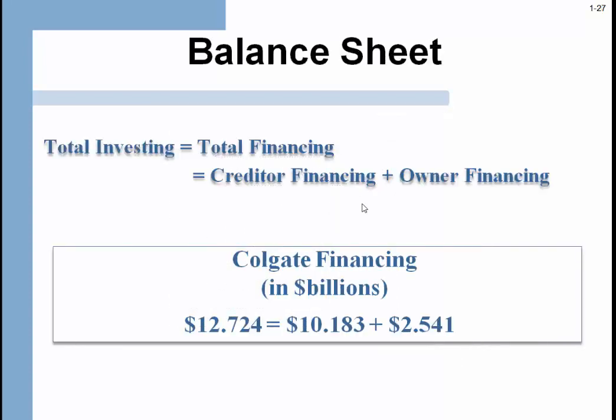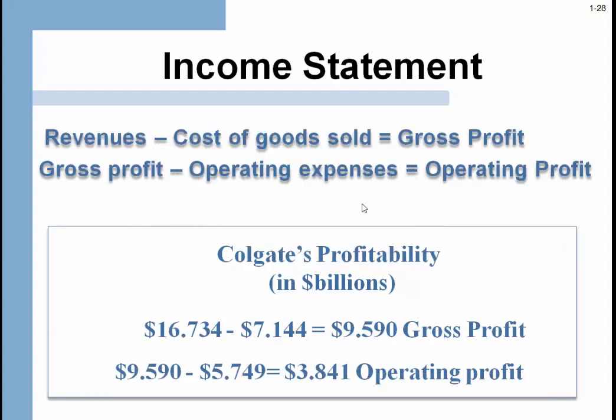And then on the balance sheet, you have total financing, and what you're really doing is looking at the creditor financing and the owner financing and adding them together. So total financing for Colgate was $12.724 billion for this particular period in time.